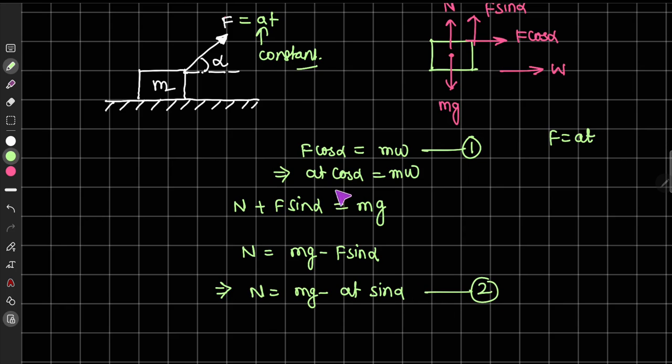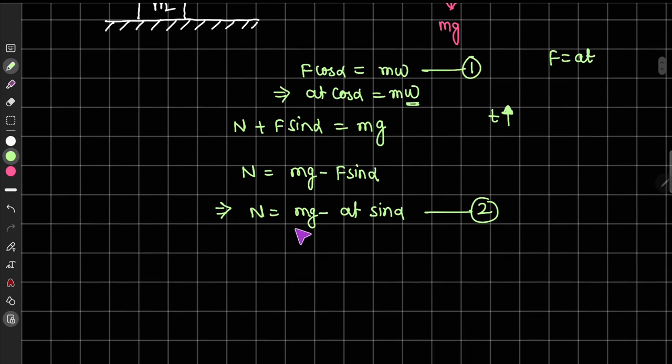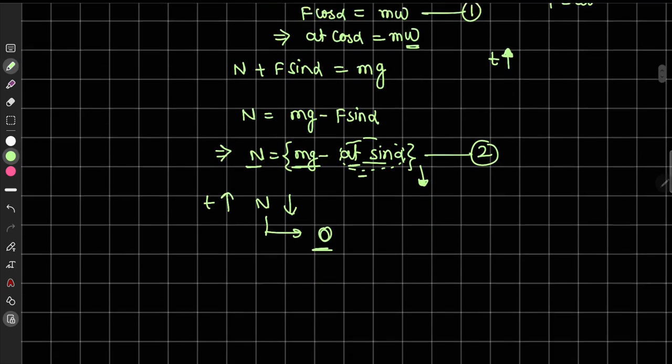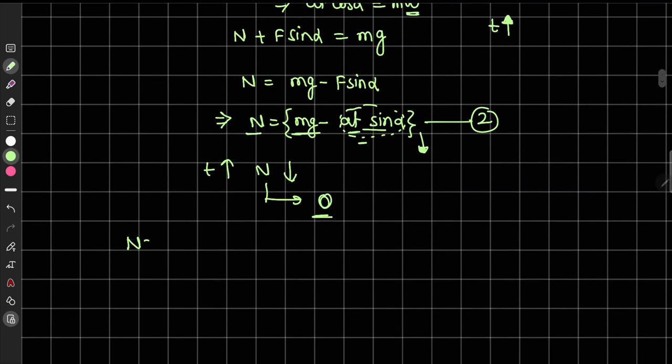If we carefully look here, as time is increasing, the acceleration will also increase, and this particular quantity is increasing. As we are subtracting this term from a constant term, that is m g, the overall term is decreasing. So as time increases, the normal force decreases, and when it decreases to 0, we have to find the velocity of the body in the horizontal direction. So let us say N is equal to 0.